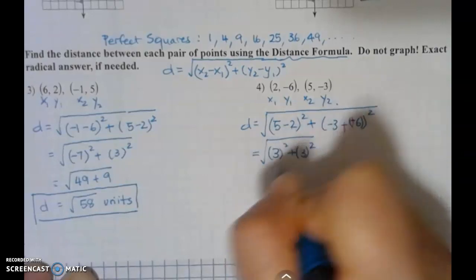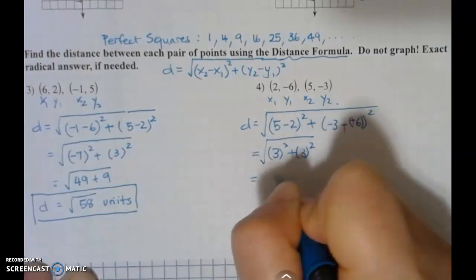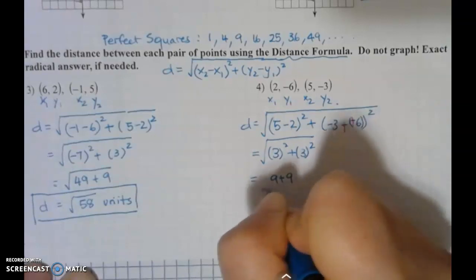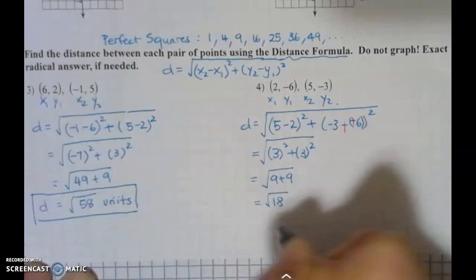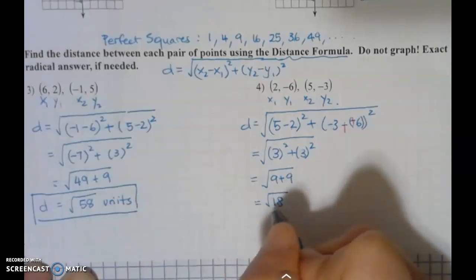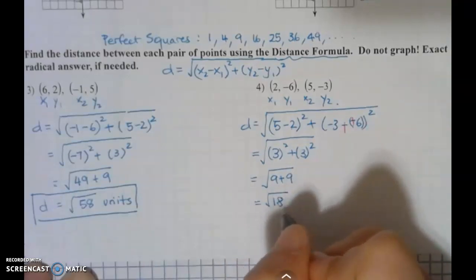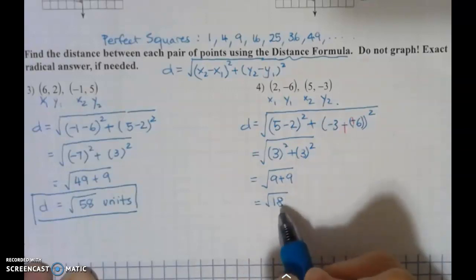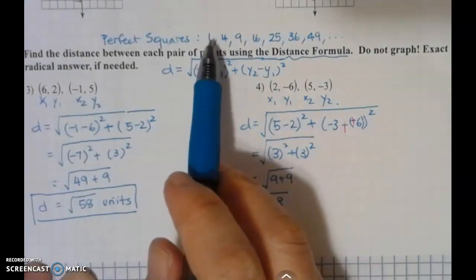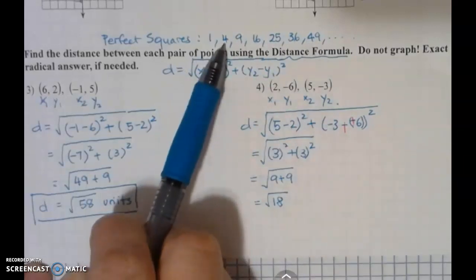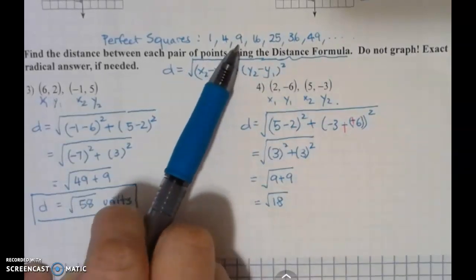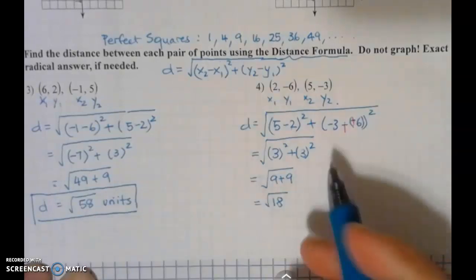And take a square root of that. So 3 squared is 9 plus 9, which is square root of 18. Now again, I need to be asking myself before I just say, oh, that's my answer. Is this number divisible by the perfect square, any of the perfect squares? Is it divisible by 4? No. What about 9? Yes, it's 2 times 9 is 18.